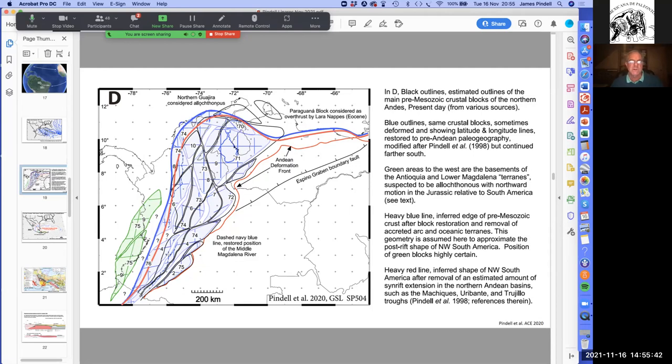And when you do this all together, you can get a reconstruction that should look more like what South America looked like prior to the Andean orogeny. So this type of work is called making a palinspastic reconstruction. It just means trying to unravel some of the deformation that has happened.